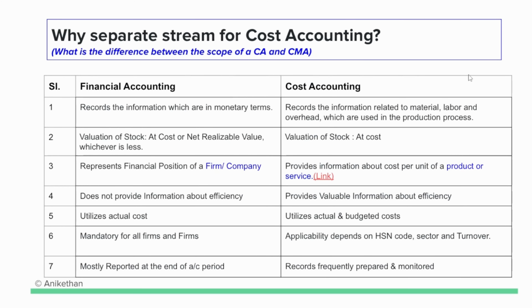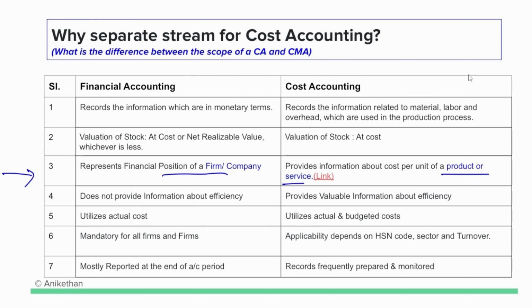Now we'll address why there is a separate stream for cost accounting. So usually the financial accounts, what do they deal with? They deal with the overall financial position of a company, whereas the cost account deals with the profitability of a product. Okay, this is at an organization level, but this is at a product or a service. That is the major difference.